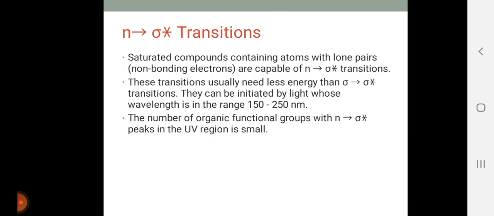n to sigma star transitions. Saturated compounds containing atoms with lone pair non-bonding electrons are capable of n to sigma star transitions. These transitions usually need less energy than sigma to sigma star transitions. They can be initiated by light whose wavelength is in the range 150 to 250 nanometer. The number of organic functional groups with n to sigma star peaks in the UV region is small.